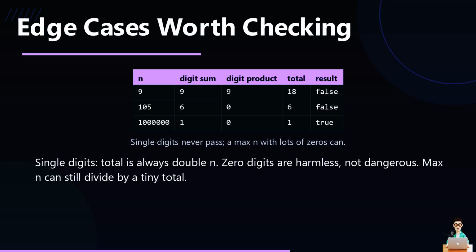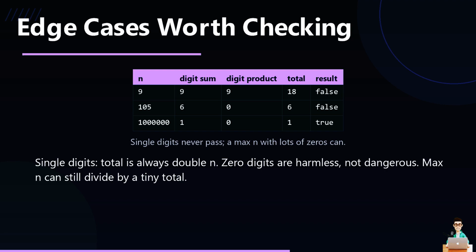A 0 digit inside the number, like in 105, is completely harmless. It just zeroes out the product's contribution. And the biggest possible input, 1 million, actually sails through. 6 0 digits collapse the product to 0. The sum is just 1 and everything divides evenly by 1.